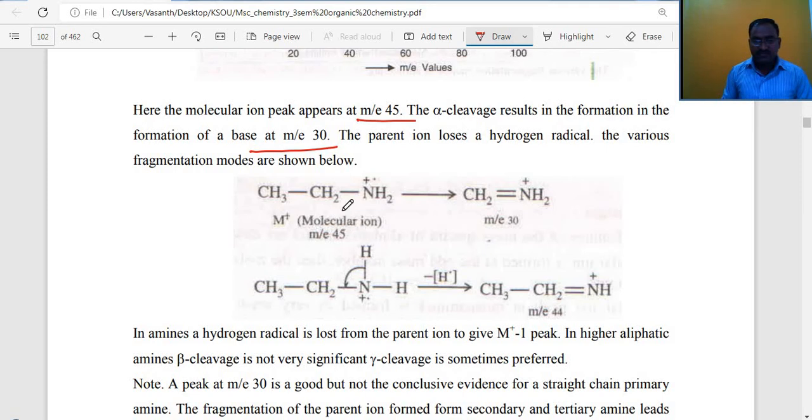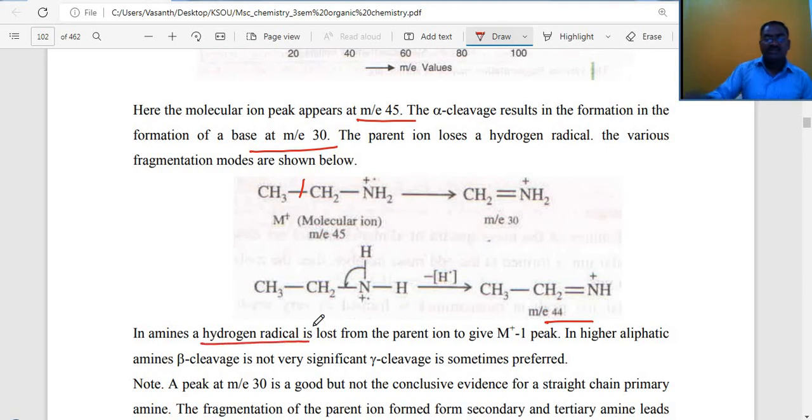This is m/e 45, CH3CH2NH2. Here, one CH3 is removed, and we get CH2=NH2. Again there is shifting of hydrogen from the amine group, giving a peak at 44.